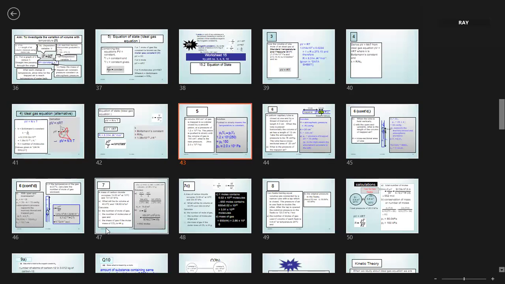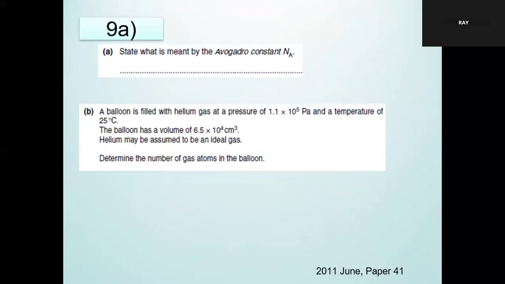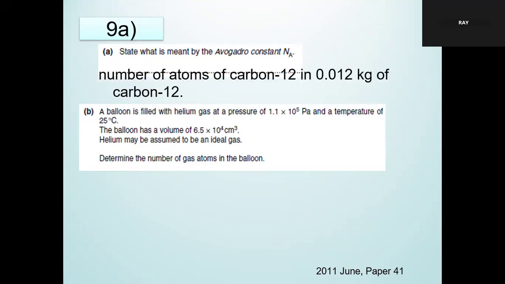Let's try some partial questions. Number 9. State what is meant by Avogadro's constant. Can or not? I just remember Avogadro's value, 6 point something times 10 to the power. Yeah, number of atoms of carbon 12, in 12 gram of carbon 12.